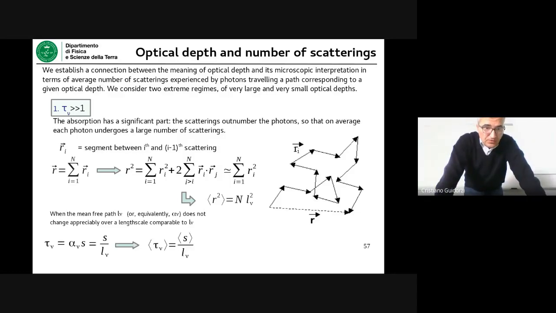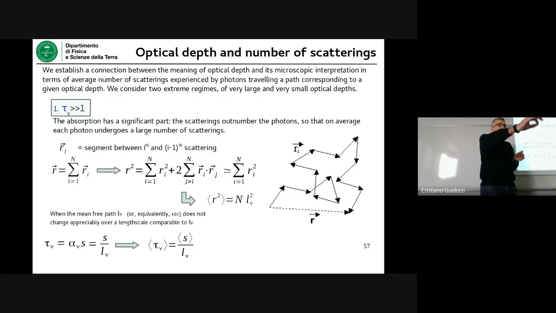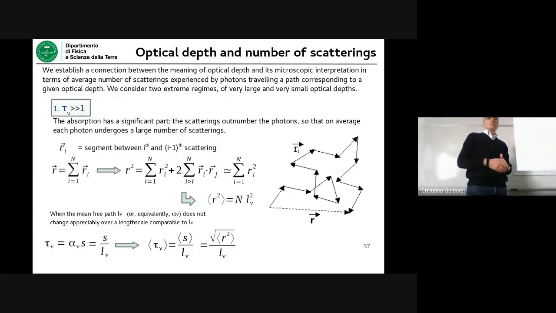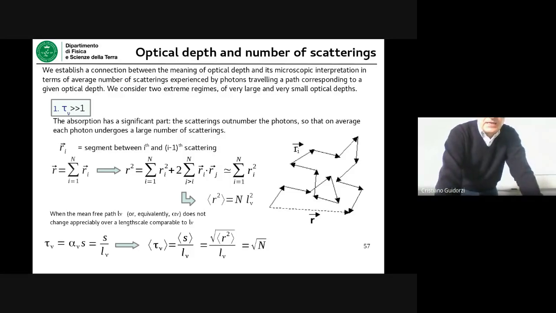If you take the average value of S, S is the path that you consider. Looking at the previous formula we derived, it is nothing but the average R, the net traveled path. Given that we obtained the average value of the squared net path, this is more or less the square root of that. So the average value of S is the square root of the average value of R squared, which is the square root of n times the mean free path, over the mean free path. So you are left with the square root of n.